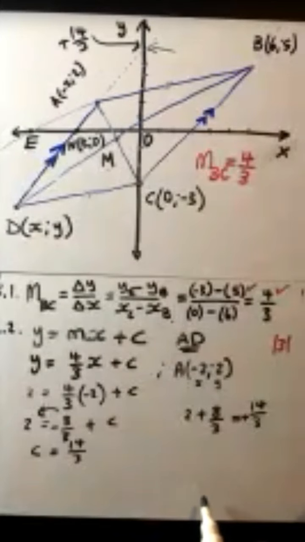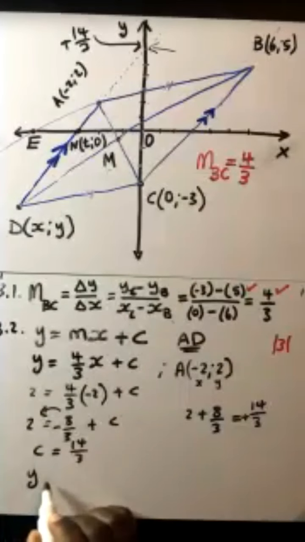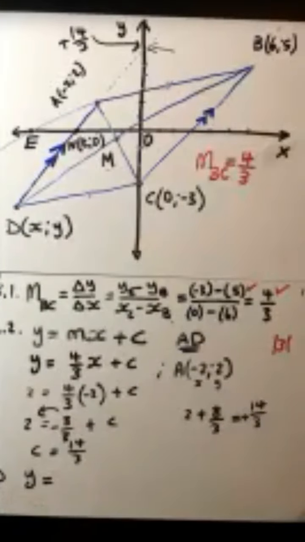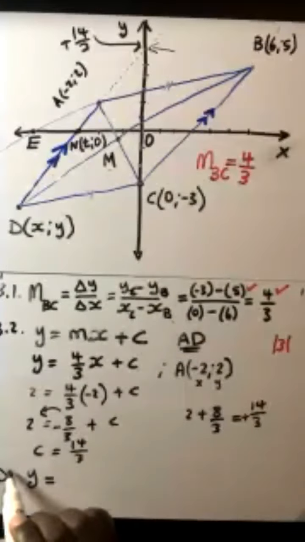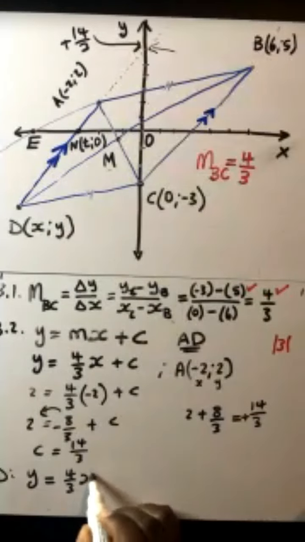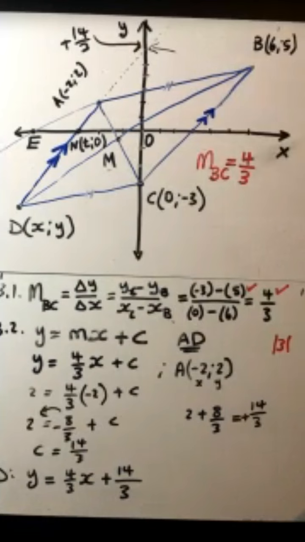Guys, this is not the end of the answer. Remember, what they wanted from us is an equation of AD. So an equation of AD is y is equal to, what is the gradient? It's 4 over 3x plus 14 over 3. So ladies and gentlemen, this is exactly what the question wanted you to do, which is to determine the equation of line AD. Very, very much important, ladies and gentlemen.